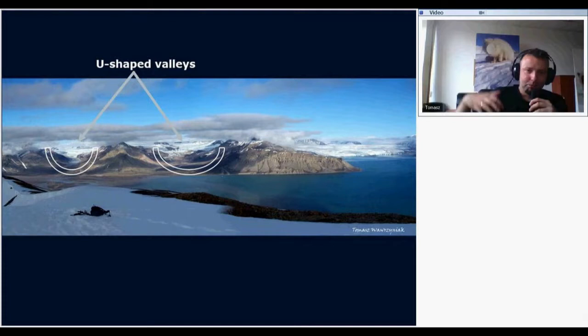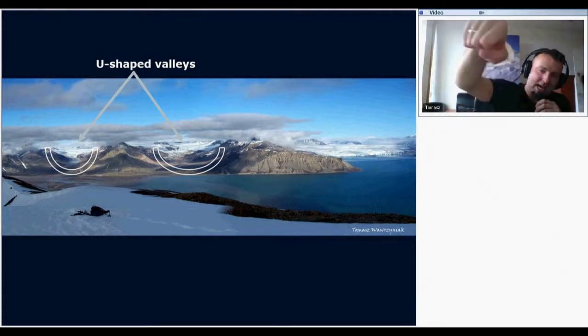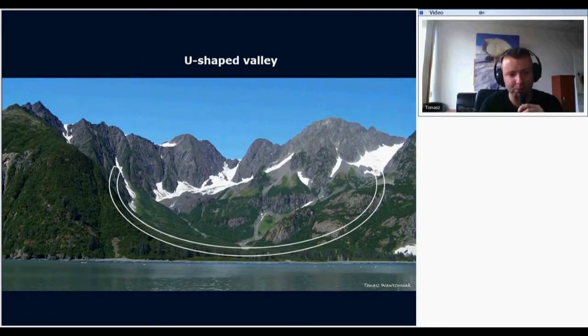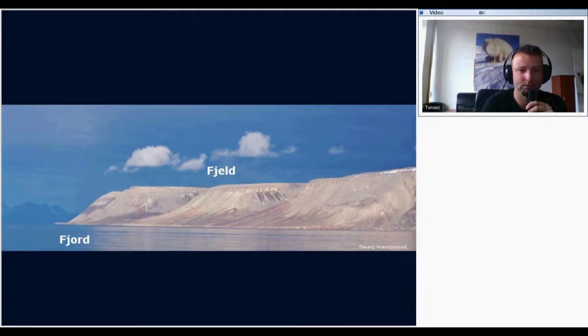When the glacier moves down the valley, it pushes out all the material. So when there was a V-shaped valley produced by a river, the glacier will just push the material and it will produce the U-shaped valley. So that's U-shape, as can be seen on this picture and also on this one. So these are valleys that were reshaped by glaciers. There are also fjells, the flat mountains, and fjords.